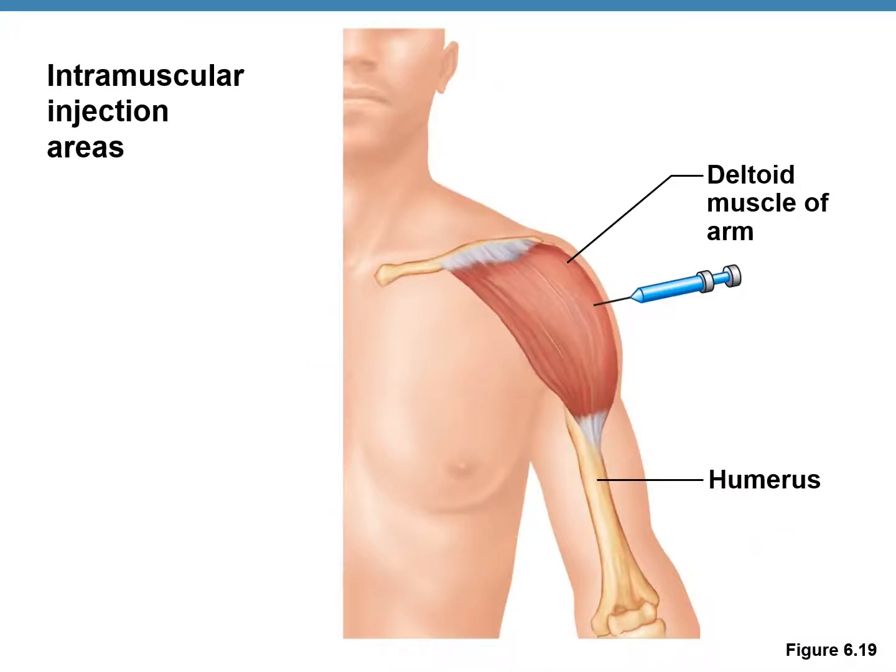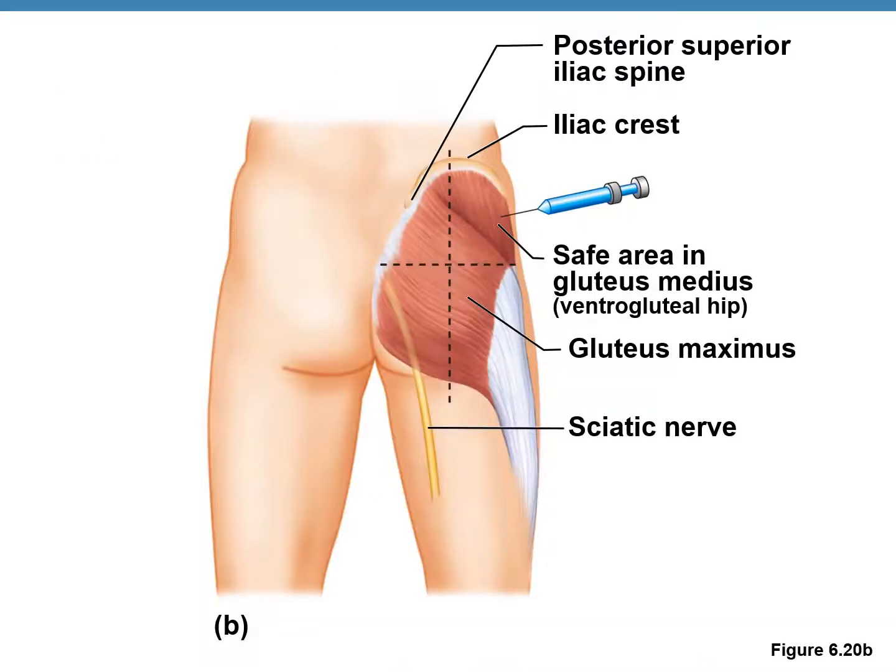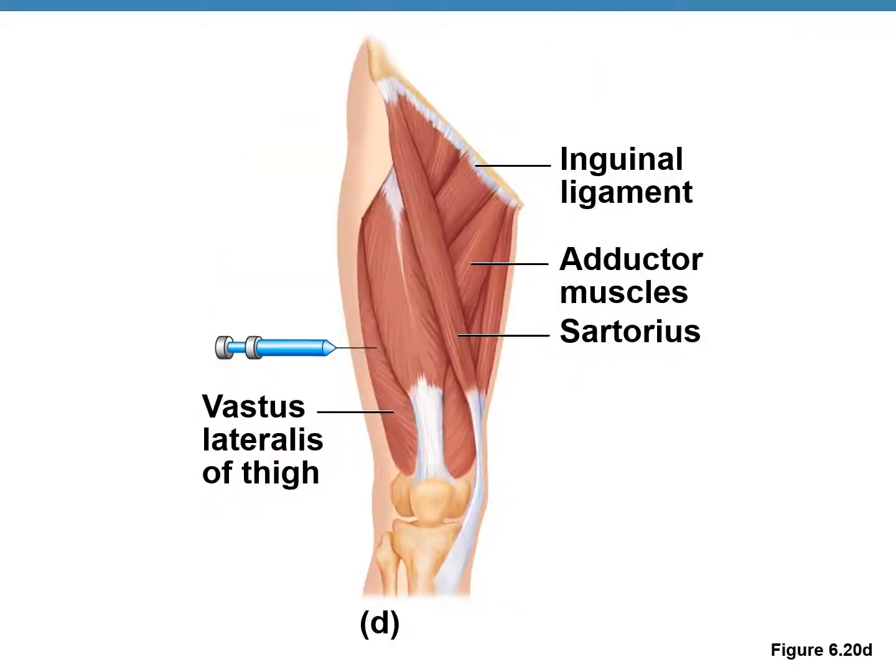There are three areas or muscles where intramuscular injection is given. The first one is the deltoid muscle of the arm. The second one is gluteus medius, which is the ventrogluteal hip. And the third one is the vastus lateralis of the thigh.